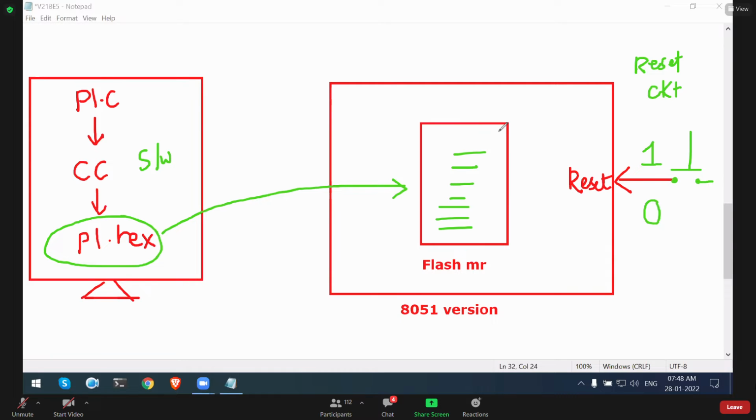Yes, we have to provide 5 volt. Every microcontroller board will have a power supply unit, and from the power supply unit, definitely you will get 5 volt all over the board.